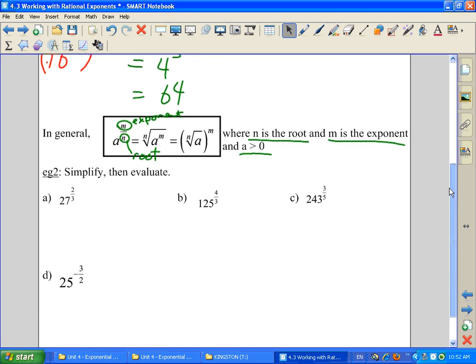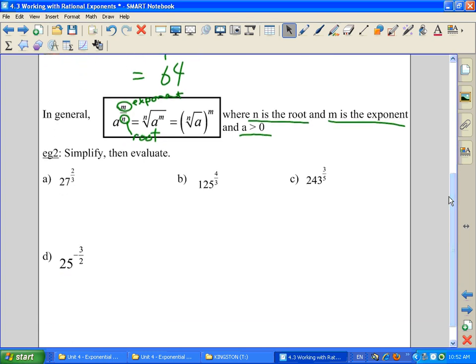All right. Let's take a look at some examples here. So we have 27 to the 2/3. So again, I start with my root. I've got the third root of 27, and I'm raising it to the exponent of 2. So third root of 27 is 3 squared, which equals 9.